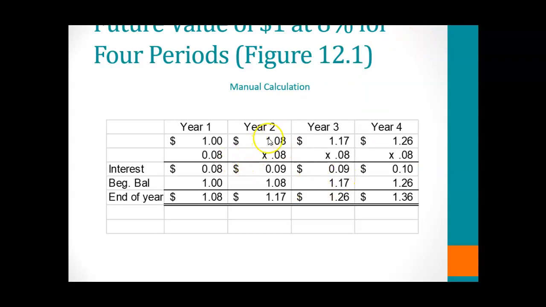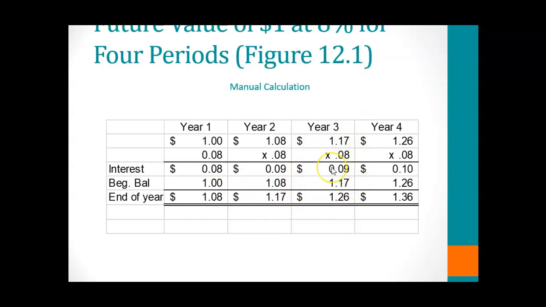So now we're going to take $1.08 times 8 cents. We're going to earn 9 cents interest in the second year. You add that to your beginning balance to get the end of the year balance. Do the same thing for year three. Now, you see it's saying it's 9 cents again. Well, it's a small investment, so it's really like 0.0936, something like that.